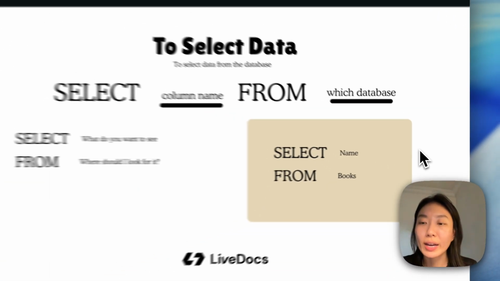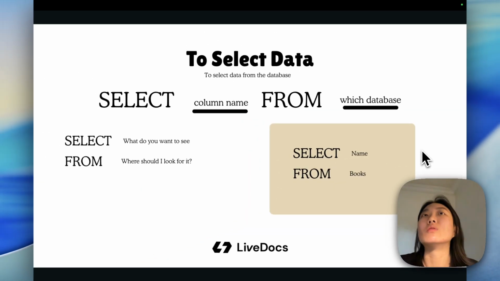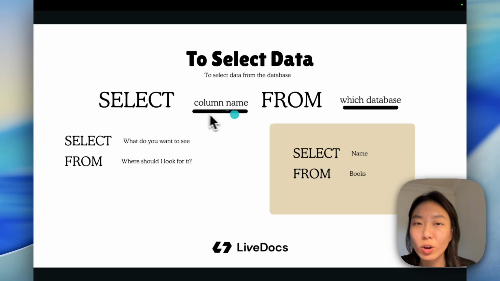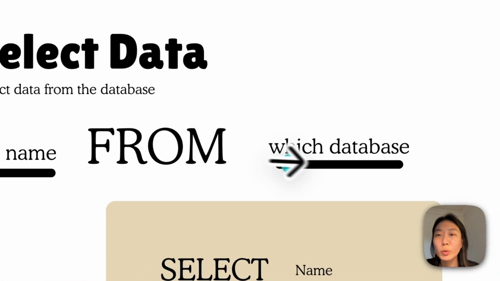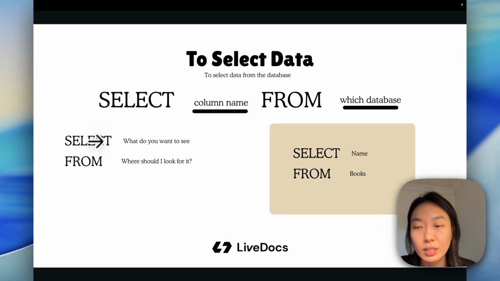How do you write an SQL query to query the data from a database? First, the most fundamental one, you need to learn how to select data from a database. So this is how you write it: SELECT column name FROM the table, which is books. For example, I'm going to select data from books, and this is how I write it.